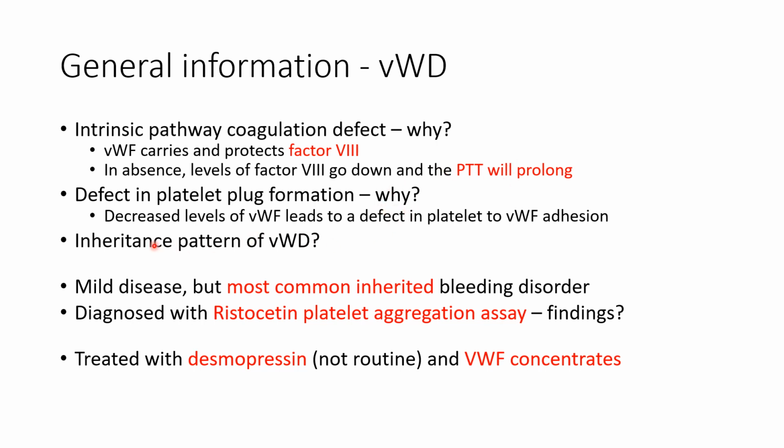So the inheritance pattern of von Willebrand disease, what is it? Well, we already said women can get it. So it is autosomal, right? It is on any chromosome other than the sex chromosomes. That's what autosomal means. And von Willebrand disease is a dominant disorder, meaning you only need one copy of the gene to have the disease. It is in general a mild disease, but it is the most common inherited bleeding disorder amongst all people.